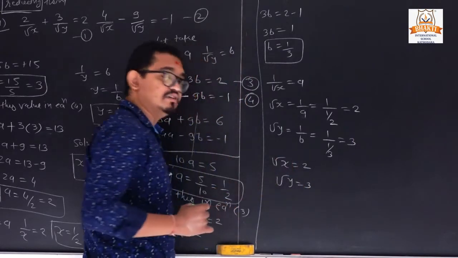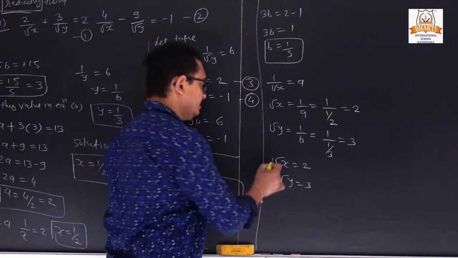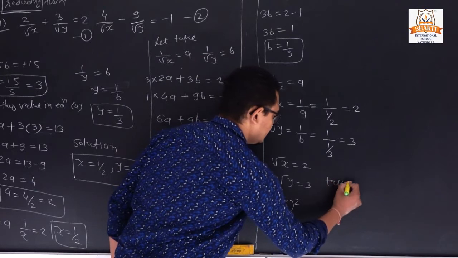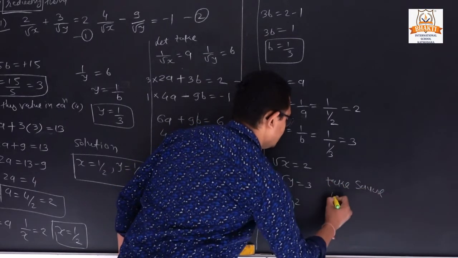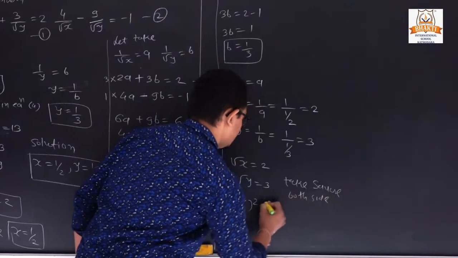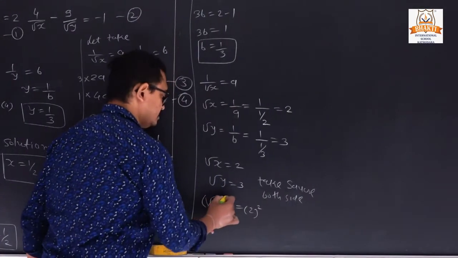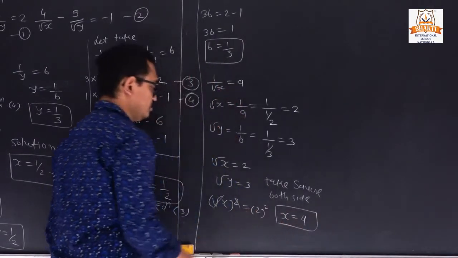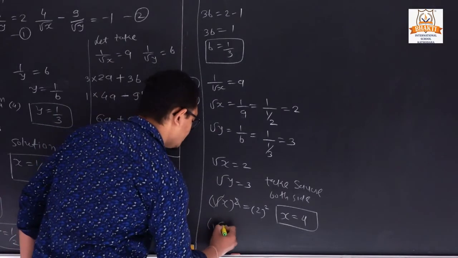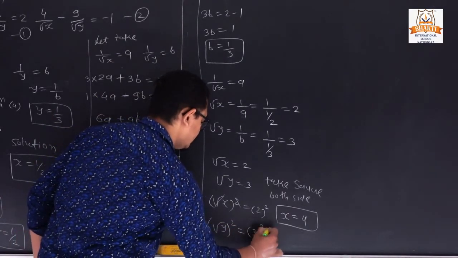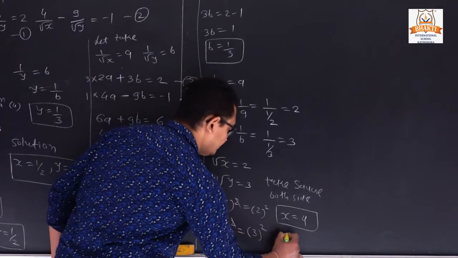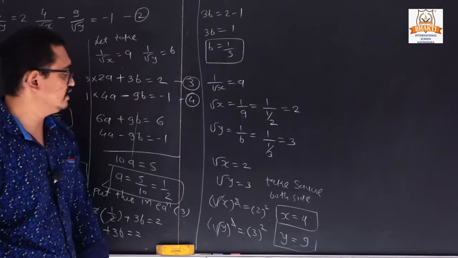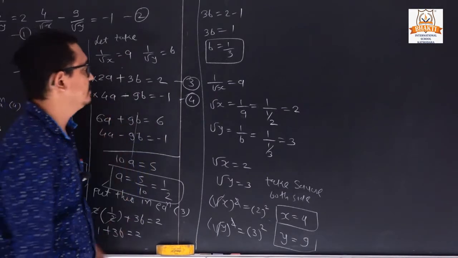Now if you want to find out the value of x, we can take the square on both sides. So it is 2 square. The square root cancels, and 2 2s are 4. So what is the value of x? It is 4. Similarly, root y all square, so 3 square, the square root cancels. So here we have only y, and 3 square is 9. Clear? So x is equal to 4 and y is equal to 9.